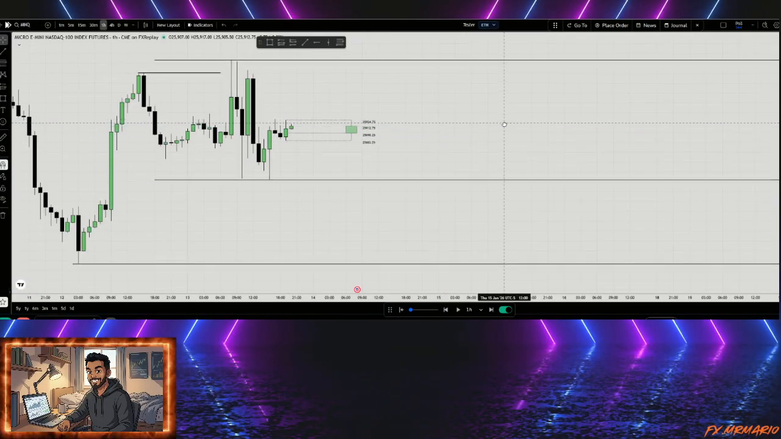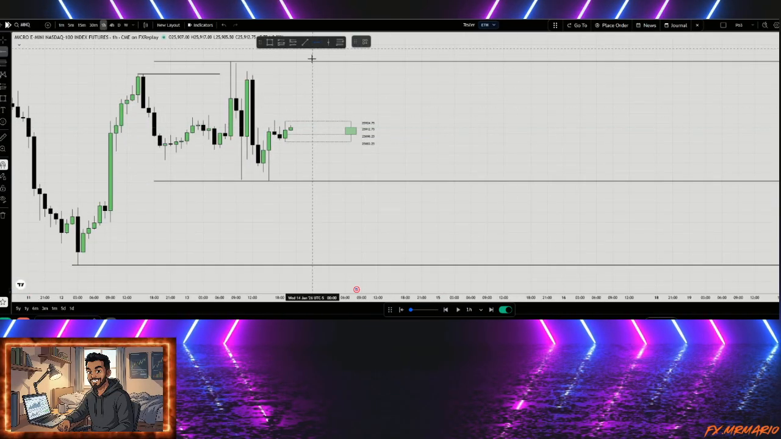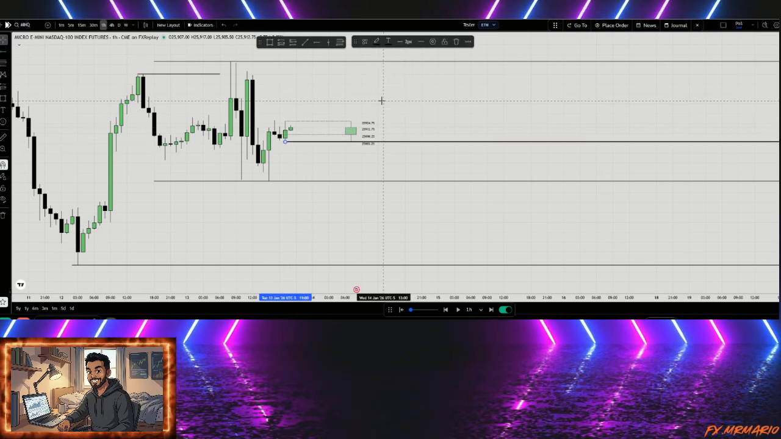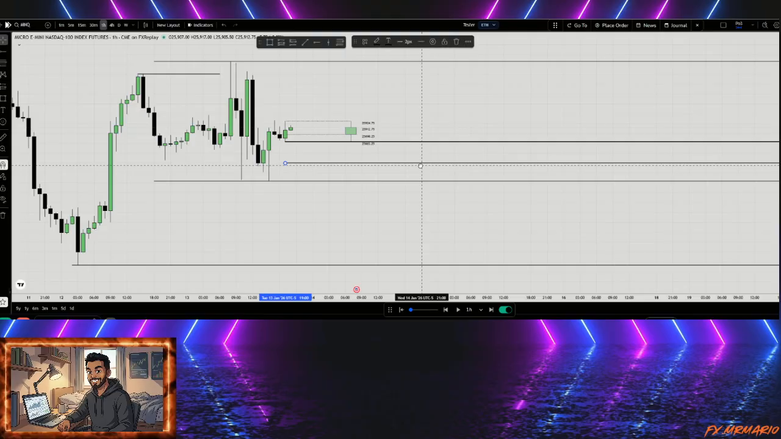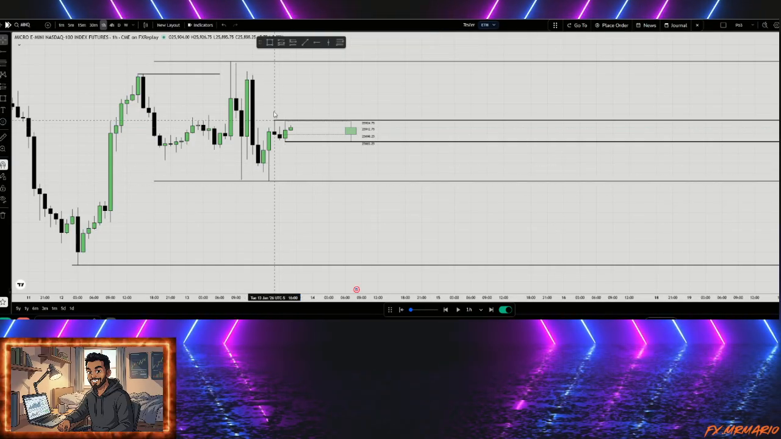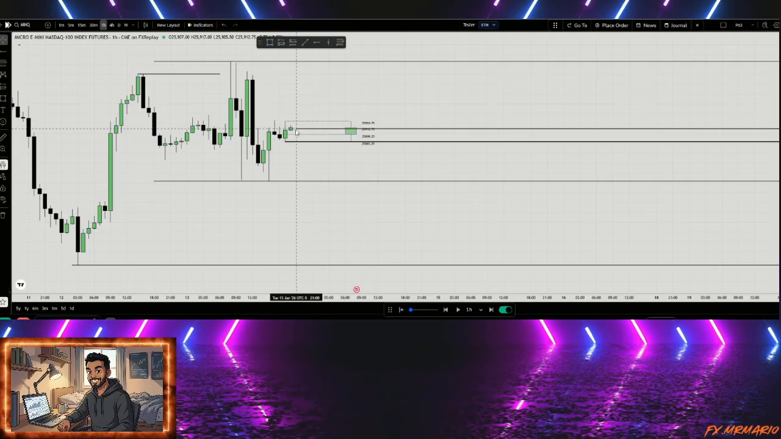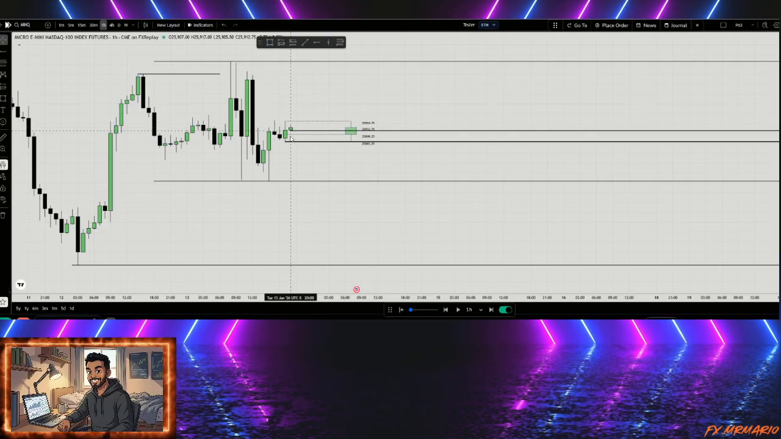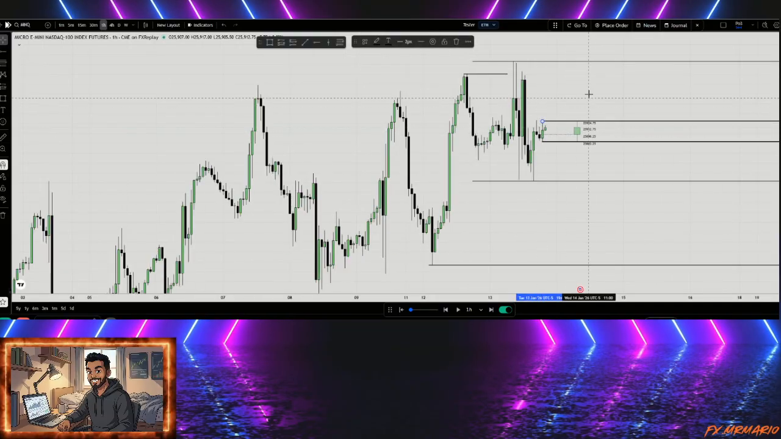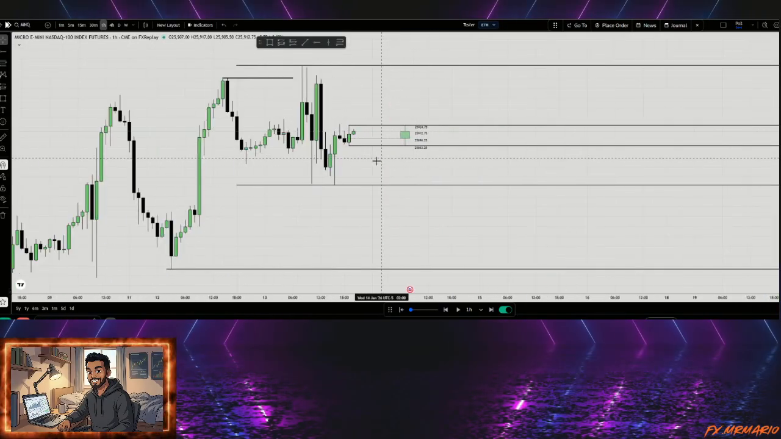Let's see 1 hour. What do you see? We don't have anything except this 1 hour swing low. So this is a daily, 4 hour and a 1 hour point. That's cool, right? Now, when this candle closes, we will be bullish, right? I think we'll be bullish.